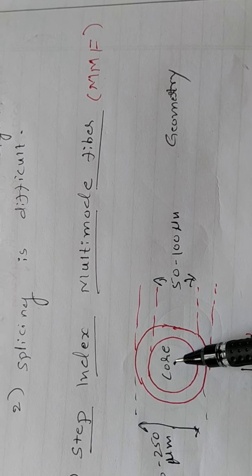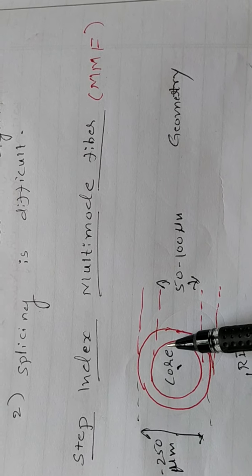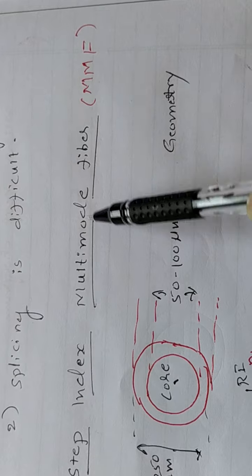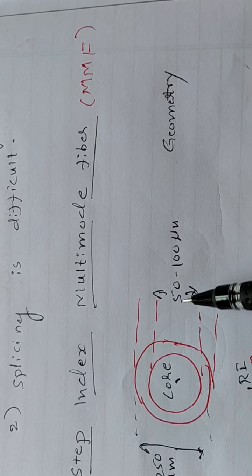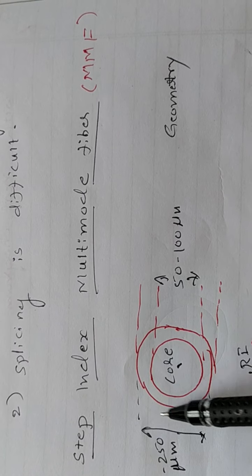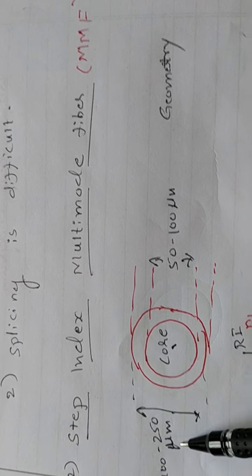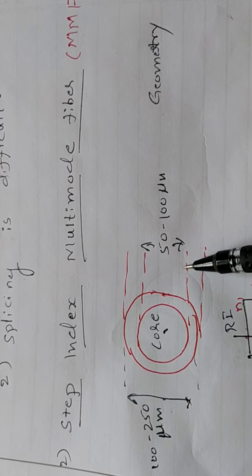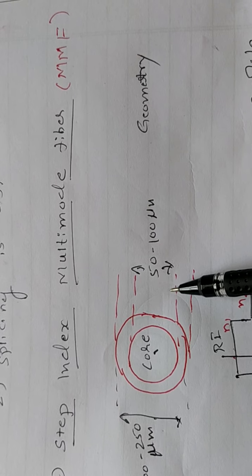Come to the geometry. Compared to the single mode optical fiber, the diameter of the core in the case of a step index multimode fiber is larger. It's about 50 to 100 micrometer, and the outer diameter of the cladding is about 100 to 250 micrometer. So this is the geometry of the step index multimode fiber.